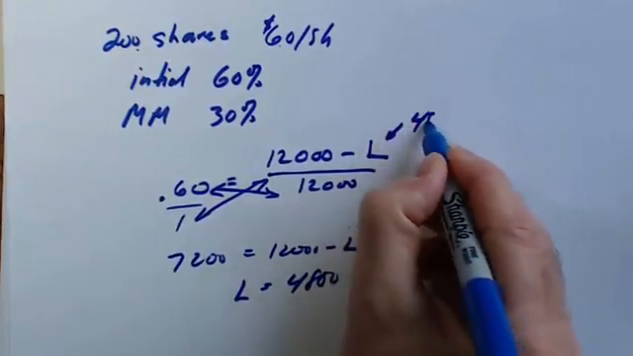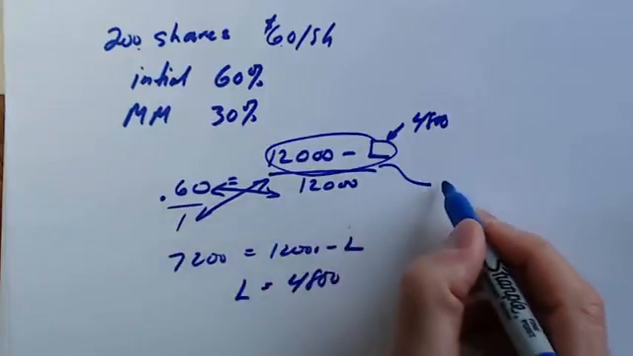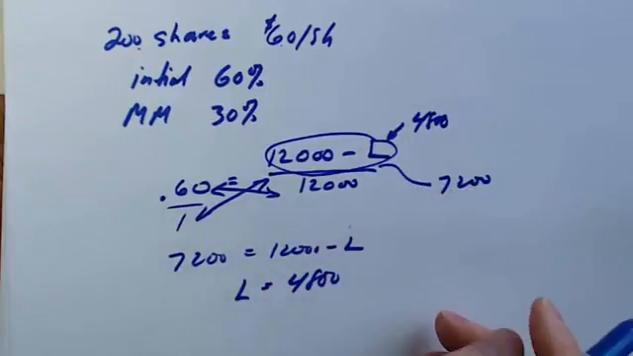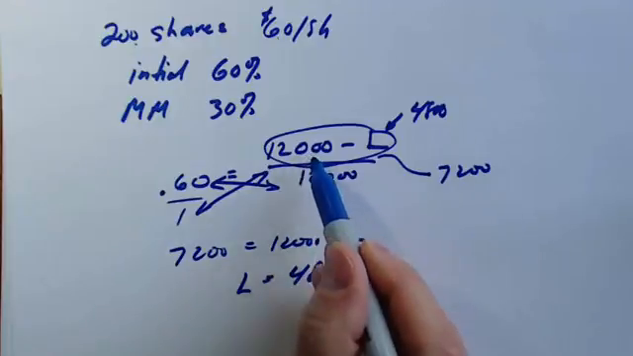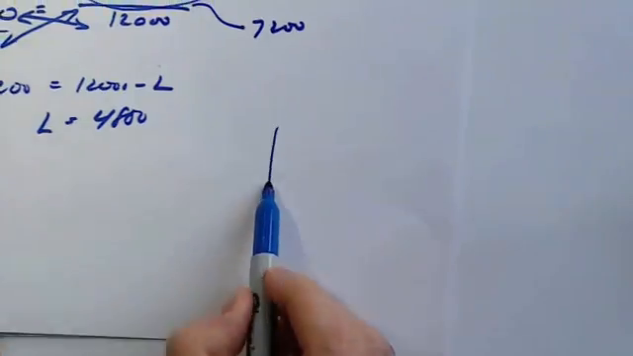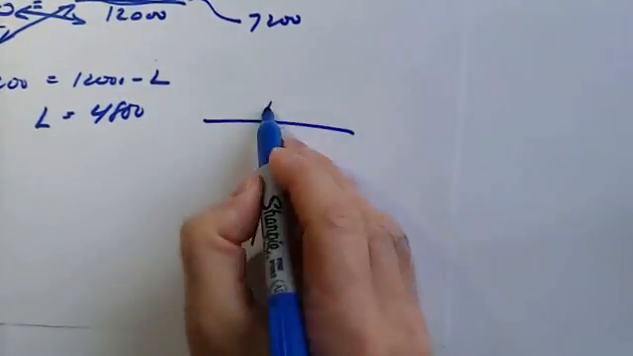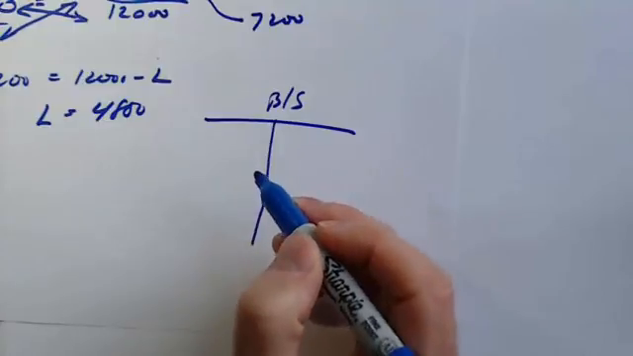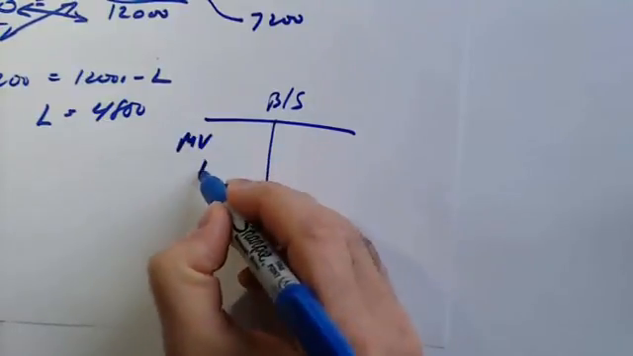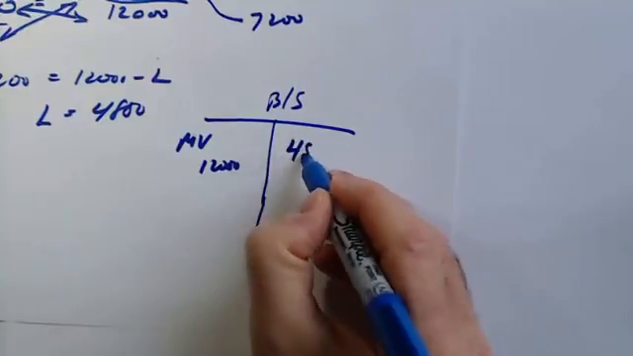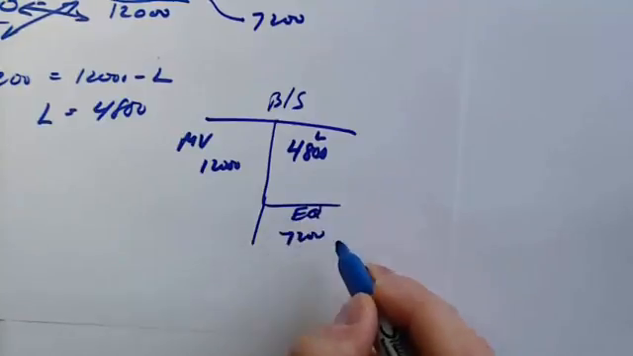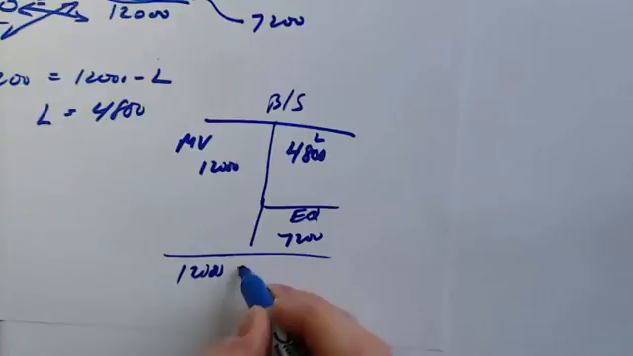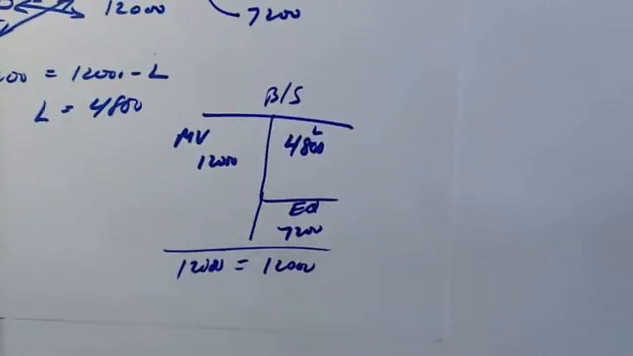This is 4,800, which means your equity, you're going to have to put in 7,200 to satisfy your broker. So you put in 7,200, your broker puts in 4,800, and you buy the stock for 12,000. A good way to check to make sure you got it straight is to see if you can put together a balance sheet on this. So your market value is 12,000, your loan is 4,800, and your equity is going to be 7,200. 12,000 equals 12,000, and your balance sheet balances like it should.